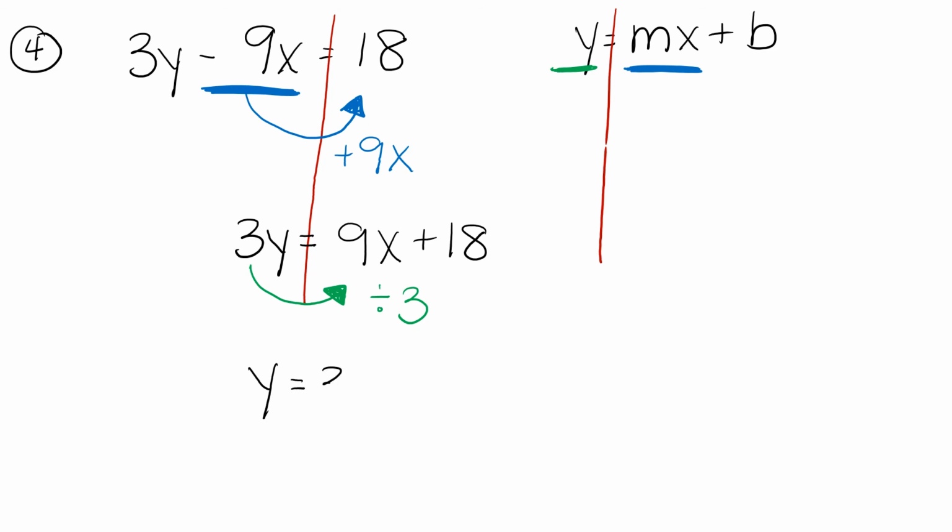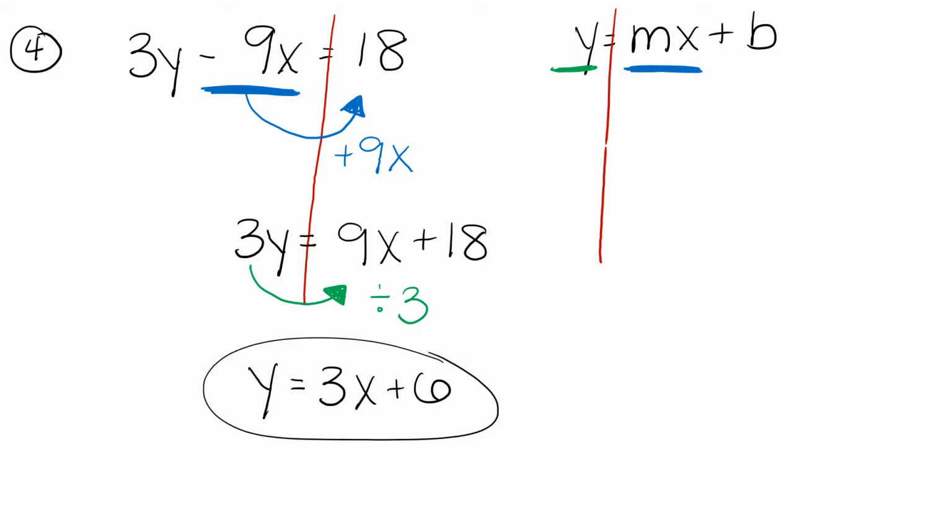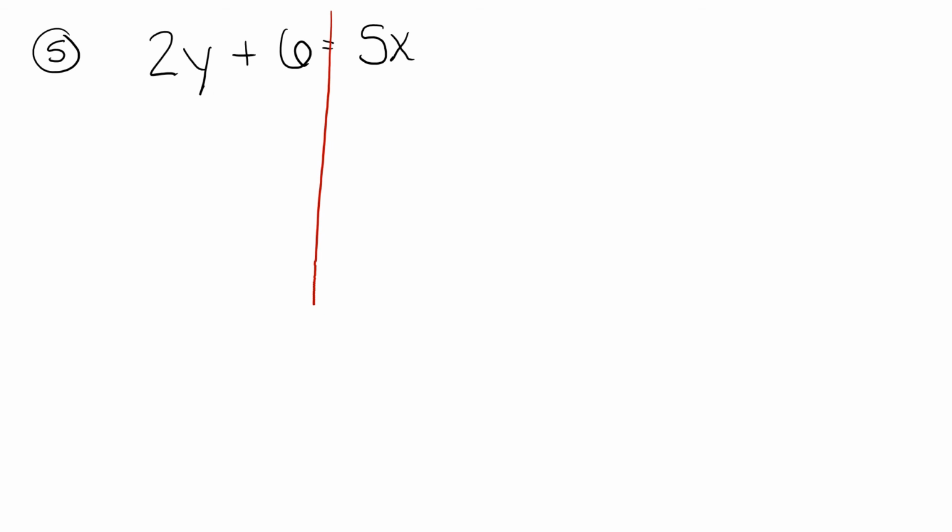9 divided by 3 is 3. 18 divided by 3 is 6. Y equals 3x plus 6 is our new equation. For our last problem, we're going to do the equation 2y plus 6 equals 5x. Again, drawing our line down the equal sign so we can compare the two sides. Remember, slope-intercept form is known as y equals mx plus b. Again, drawing the line down the equal sign so we can compare the two sides.